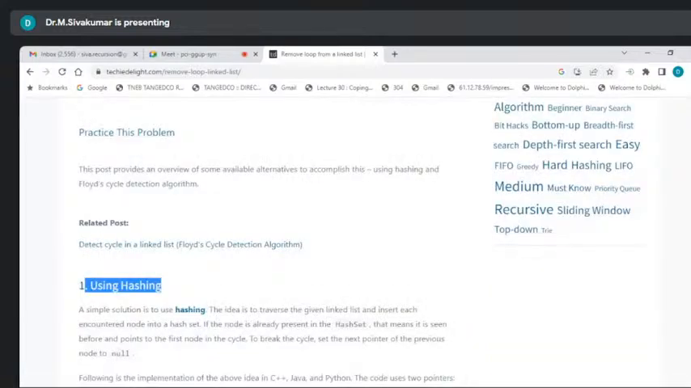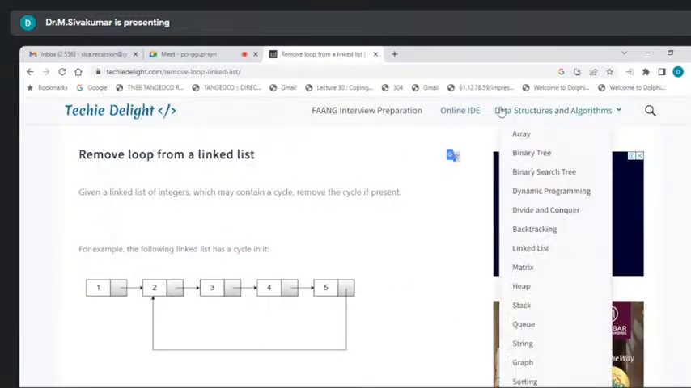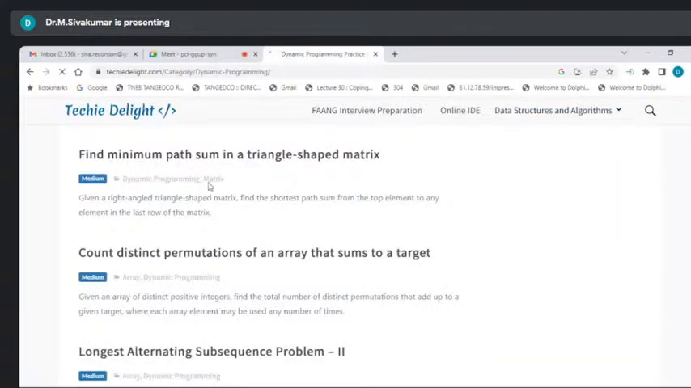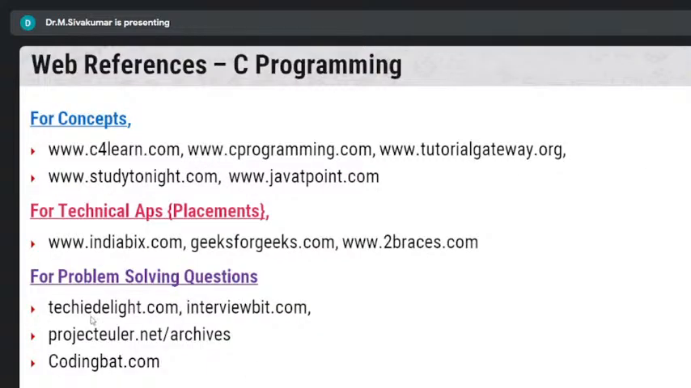Please go with this website. This is really good for learning anything. Even if you have any advanced problem solving, or if you're taking the core subjects also, it has everything, dynamic programming, everything we have here. Please give priority to this website for learning. Techiedelight.com. Okay. And the second website is interviewbit.com.